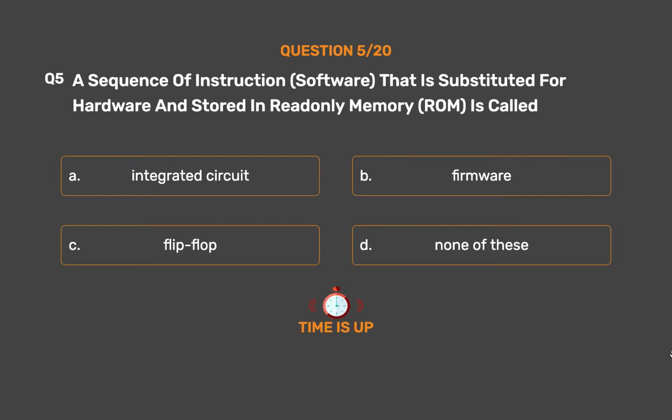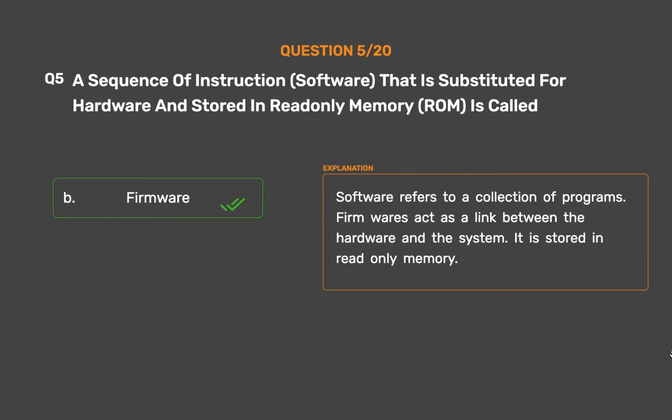The correct answer is Option B. Firmware. Software refers to a collection of programs. Firmware acts as a link between the hardware and the system. It is stored in read-only memory.